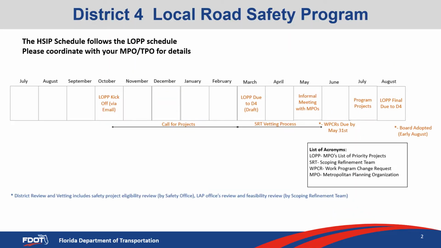A brief overview of the proposed schedule for District 4's Local Road Safety Program in coordination with MPO, TPO, and local agencies. The schedule is going to basically follow the local agency list of priority projects schedule that is submitted to the MPO. You can see a snapshot here, and more detail will be discussed at the workshop in July.